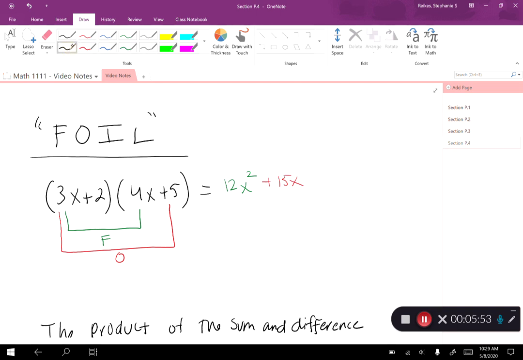Next, I'm going to do inside, so the closest two terms, that's my I. 2 times 4x, that is 8x. And then we've got last, 2 times 5. So that's plus 10. And adding that all together, combining my like terms, I got 12x squared plus 23x plus 10.